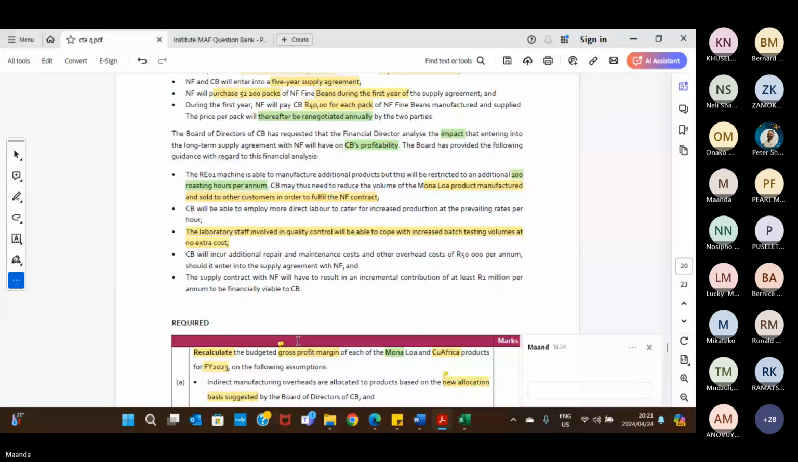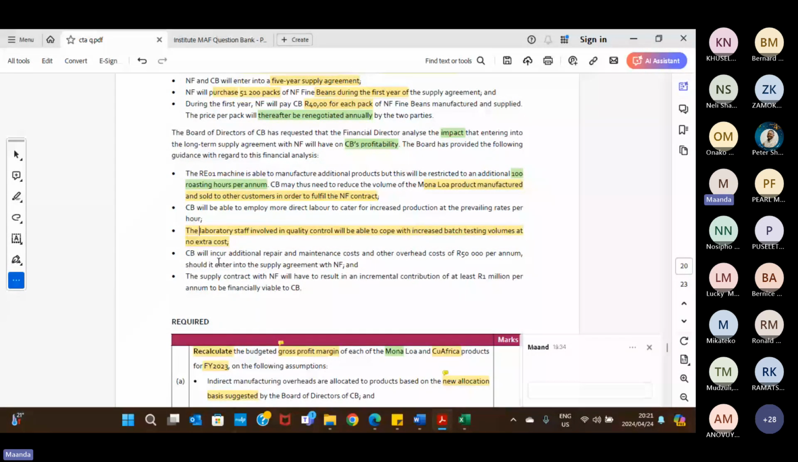All right. Then CB will incur additional repairs, maintenance, and overhead cost of 550,000 should it enter into the agreement with NF. Relevant or not relevant? It's relevant. Correct. Then the supply contract with NF will have to result in an incremental contribution of 1 million for it to be financially valuable.